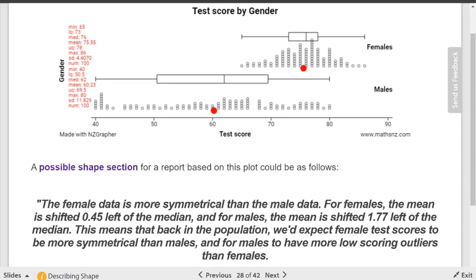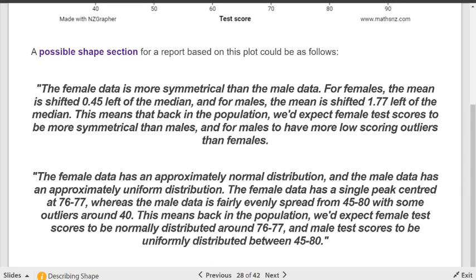Right? So this means back in the population, make sure you mention the population, we'd expect female test scores to be more symmetrical than the males, and for the males to have more low-scoring outliers than the female. Why did they say low-scoring? Because the mean is shifted to the left, and that's where the numbers are lower on the left, right? Okay? So exactly the same kind of ideas, but just talking about a different piece.